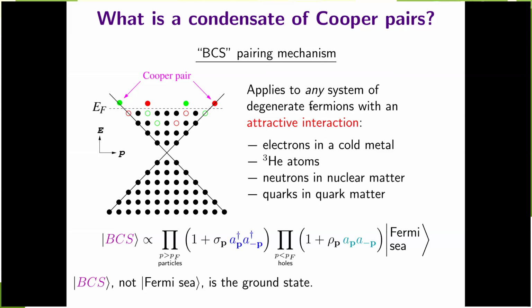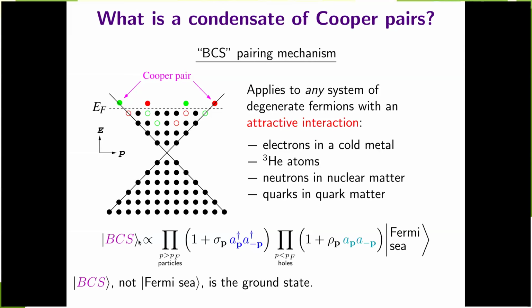This applies to any system of degenerate fermions with a Fermi surface, with an attractive interaction. It could be electrons, which are fermions in a metal, which is basically a box of electrons. It could be helium-3 atoms, which are fermions in some sort of atomic trap. It could be neutrons in nuclear matter. Neutrons themselves are fermions, so even before we get to quarks, the neutrons in nuclear matter could be doing this. And we would expect it to apply to quarks in quark matter. So let's go beyond the picture here and ask, what sort of state is this? What does it look like? Here's a way of understanding this BCS state.